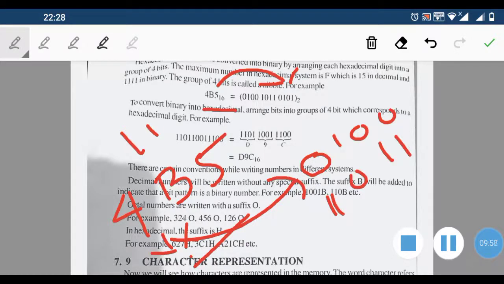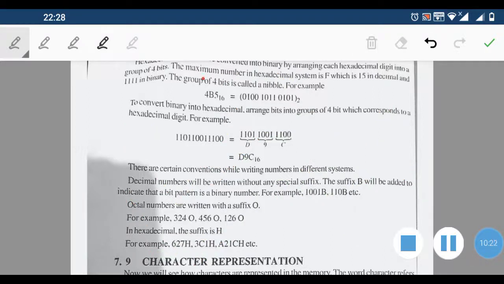That is 1 plus 2 plus 8, which is 11. And for 5 we have 0 1 0 1. So the total value is 0 1 0 0 1 0 1 1 0 1 0 1 to the base 2. So you can see this is a direct binary conversion. Each digit in the hexadecimal number you can convert into 4-bit binary. That is important. Each digit should be expressed in 4-bit binary form. Then you can convert a hexadecimal number into its corresponding binary very easily.